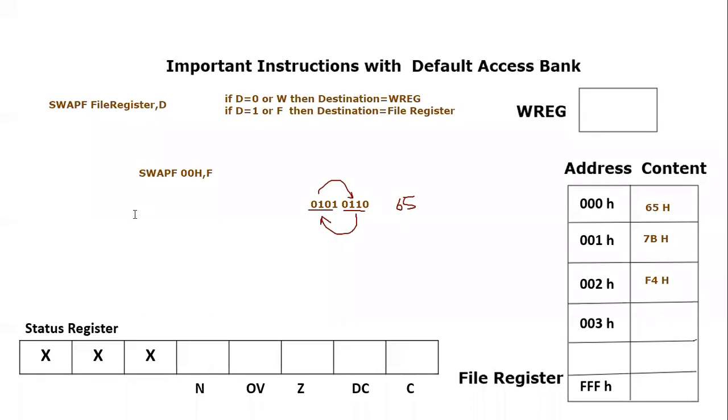You can also use it like SWAPF 01 hex, and this time we are moving the data into the working register. So what will happen? We will swap the 01 hex file register. The file register content is 7B. If you swap it, it will become B7, and B7 will be moved into the working register, because this time the destination bit is W.